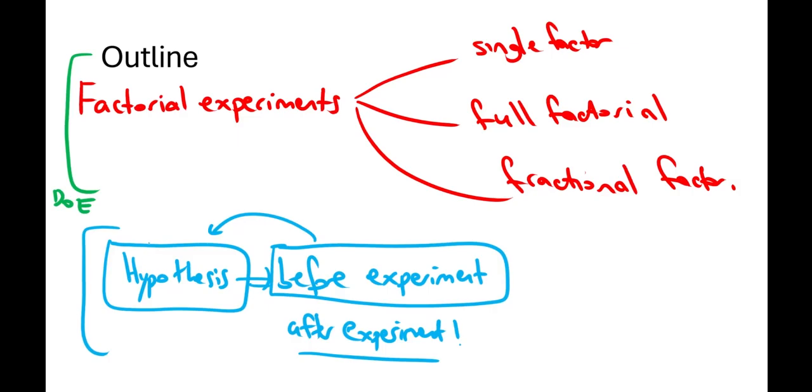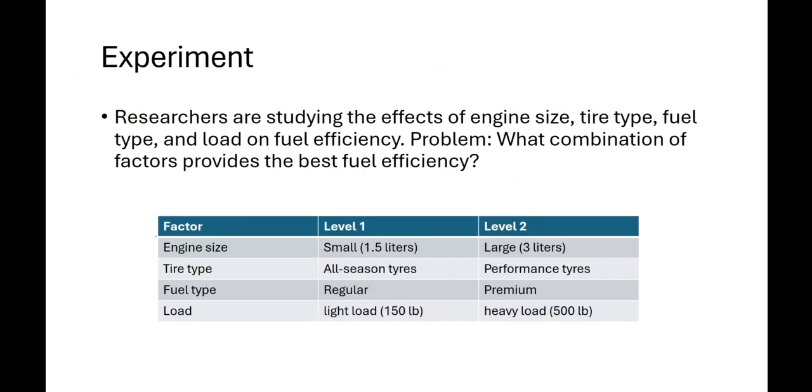So the experiment. We have a simple experiment here. It says that we are trying to understand the effect of engine size, small or large, tire type, all season and performance, fuel type, regular and premium, and then load, light load and heavy load. So what is the best fuel efficiency, and how do we find it? That is the main question that we will focus on today, and then we will apply different design of experiment techniques.